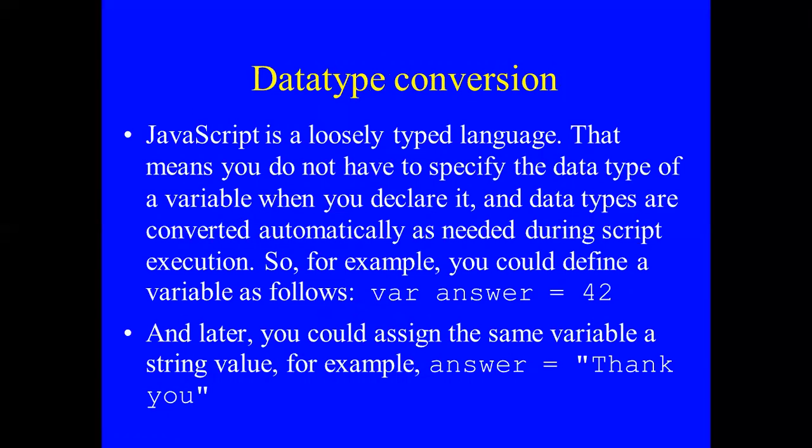Then next part is data type conversions. JavaScript is a loosely typed language. That means you do not have to specify the data type of a variable when you declare it, and data types are converted automatically as needed during script execution. That means in JavaScript it is not necessary to define the data type of a variable. Whenever the script is executed, it will automatically convert the variable into that data type.